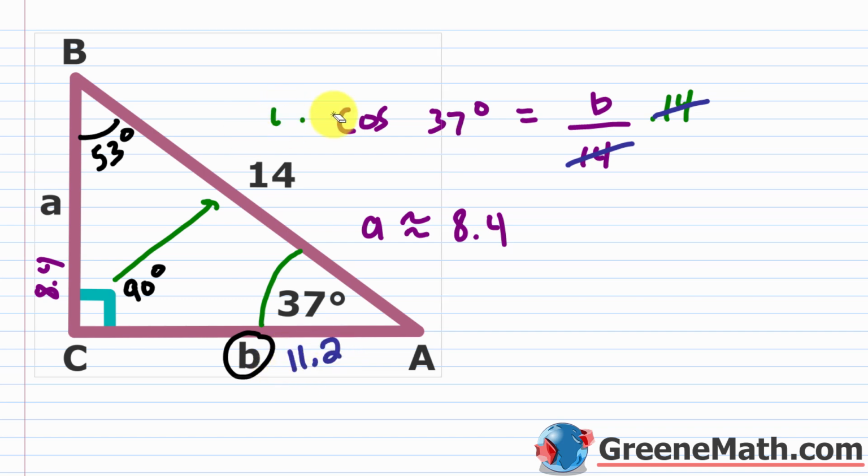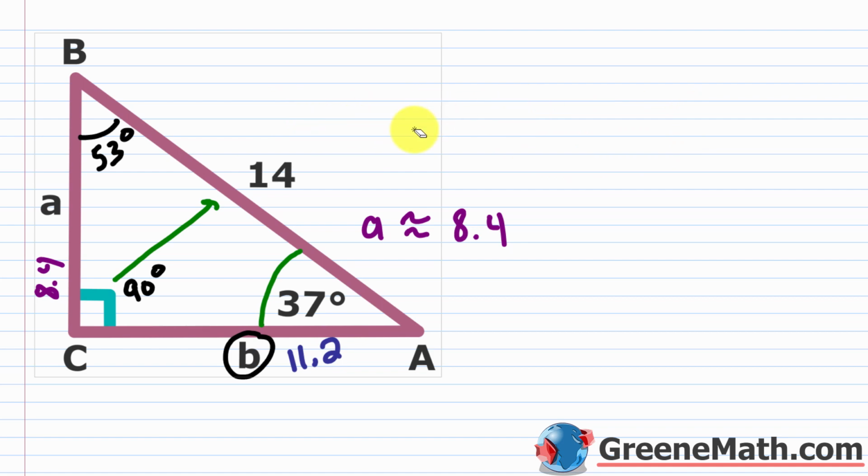Again, we know this is an approximation. It's not an exact value. So we're going to put that b is approximately 11.2. So we've solved this triangle. We have a value of 8.4 and a value of 11.2 for those two unknown sides. Again, those are approximations. You've got your 14, which was given. You've got this angle as 37 degrees, which was given. We know this is 90 degrees. That was given. And then this guy we figured out was 53 degrees.